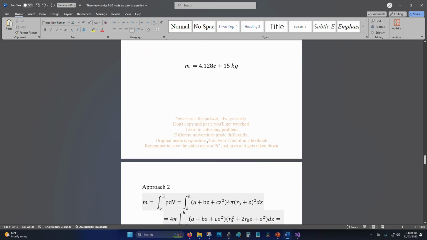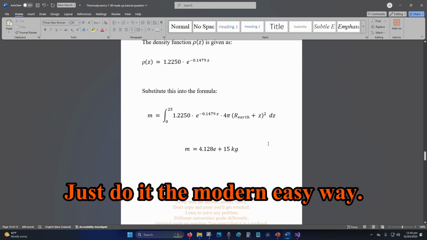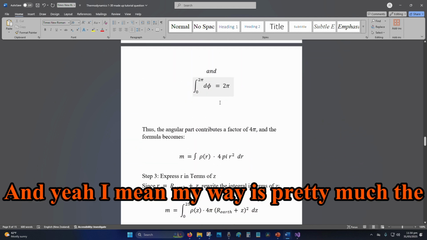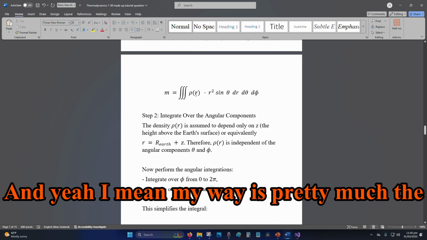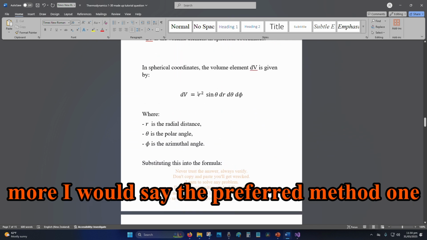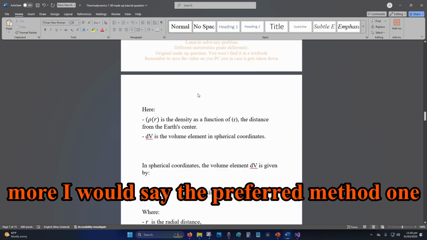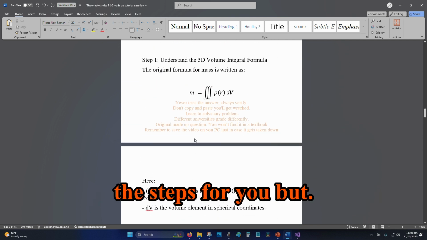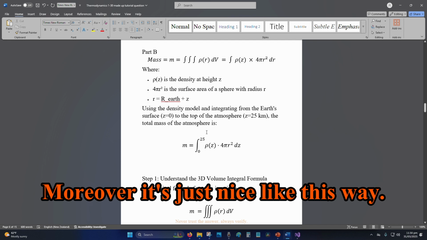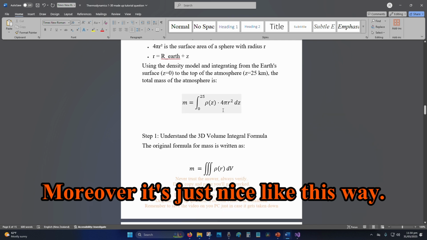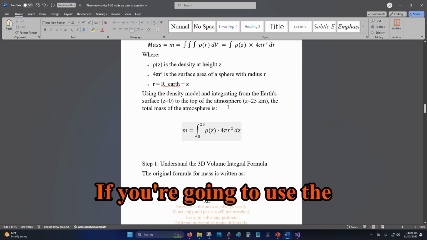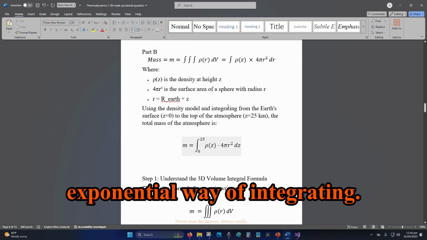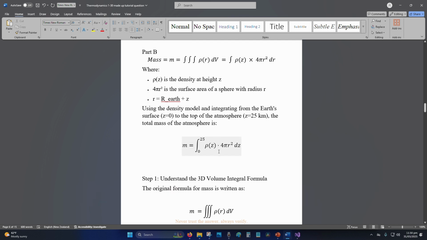I hope not. Just do it the modern, easy way. And yeah, I mean, my way is pretty much the more, I would say, the preferred method. One, because I wrote out the steps for you, but moreover, it's just nice. Like, this way, it just makes sense. If you're gonna use the exponential way of integrating.